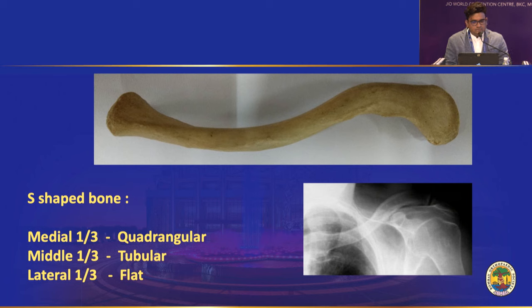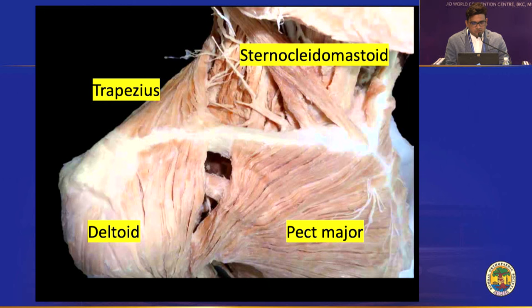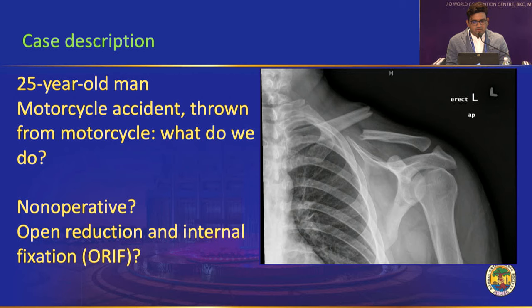As we know, the clavicle is not a straight bone. It is an S-shaped bone with a medial one-third that is quadrangular, a middle one-third that is tubular, and a lateral one-third, which articulates with the acromion, that is a flat end. The muscles attached on the medial side are the sternocleidomastoid and pectoralis major. On the lateral side, it is trapezius and deltoid. These are the main muscles responsible for the deforming forces.